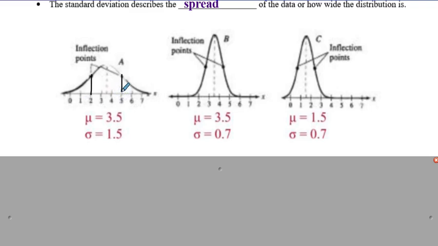On B and C, notice the standard deviation is the same for both, 0.7. But notice this, the mean is different, 3.5 and 1.5. So this right here is the same as this one right here. It's just starting at 1.5 for a mean instead of 3.5. So if I just did this, you can see where that one would be, close to it, if I did that line down.